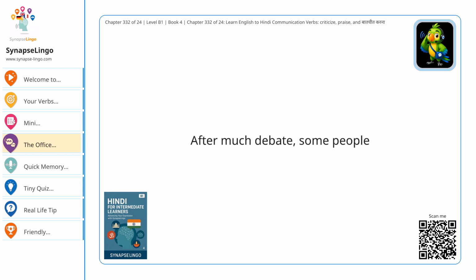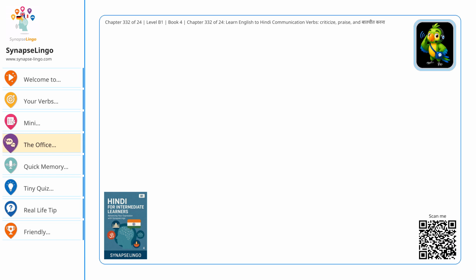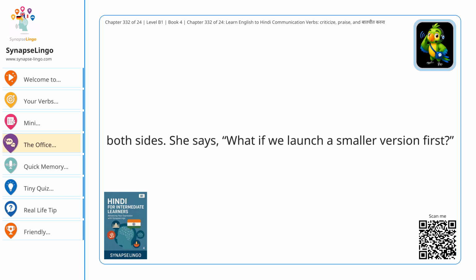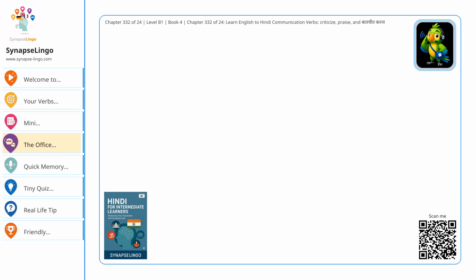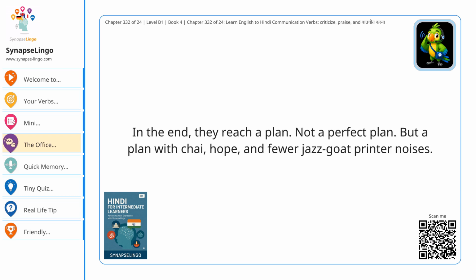After much debate, some people सहमत होना. They want the launch next week. Others want to अस्वीकार करना that idea because the app still crashes if you look at it too confidently. So Mira, the calmest person in the room, tries to राजी करना both sides. She says, what if we launch a smaller version first? This is smart, so now the team starts to बातचीत करना about money, deadlines, and who keeps stealing the good pens. In the end, they reach a plan. Not a perfect plan, but a plan with chai, hope, and fewer jazz goat printer noises.